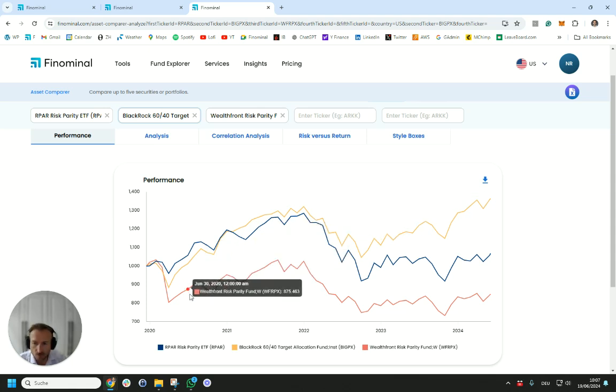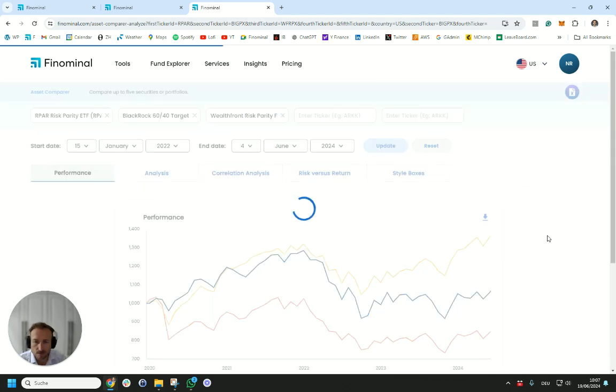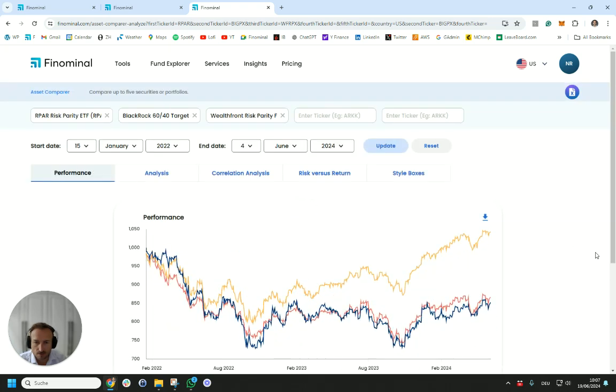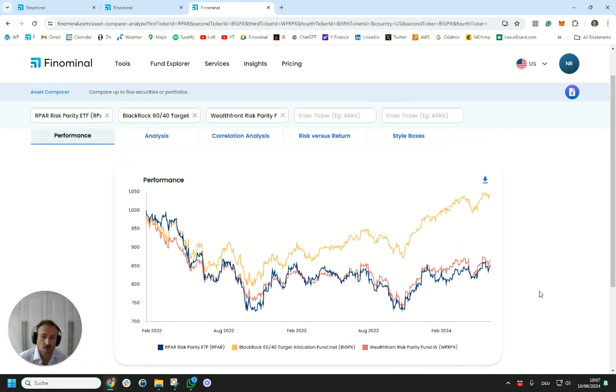Now, the one interesting aspect about this is that a lot of the decline in the Wealthfront product can be attributed to the COVID-19 period. And if we change the time frame here, let's say to early 2022, let's see how that changes. Then I think these products become much more similar. And here you can see almost no difference between the product from Evoke versus the product from Wealthfront. Now, that kind of concludes our product review of RPAR.